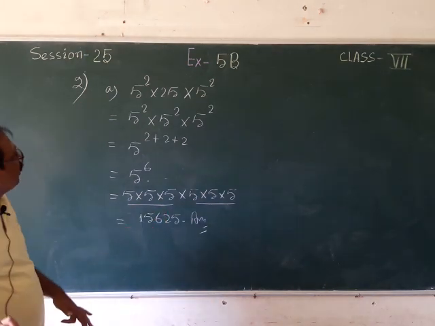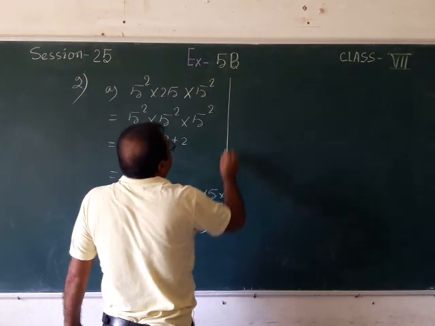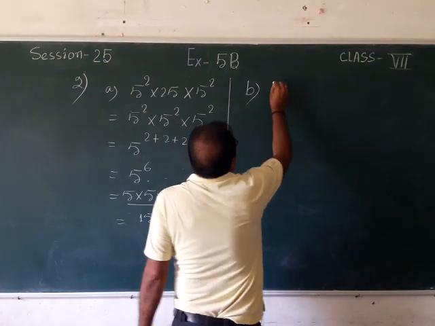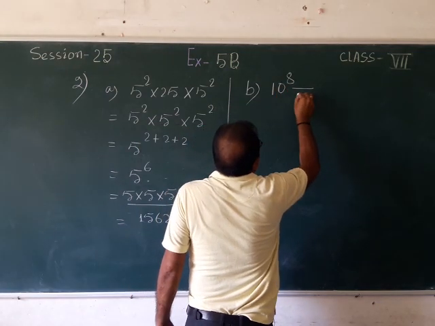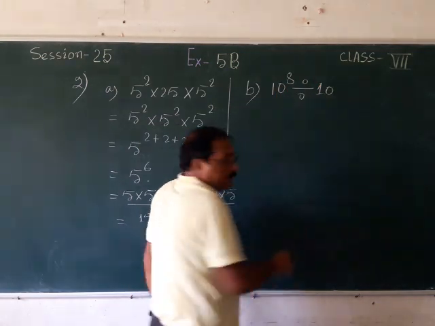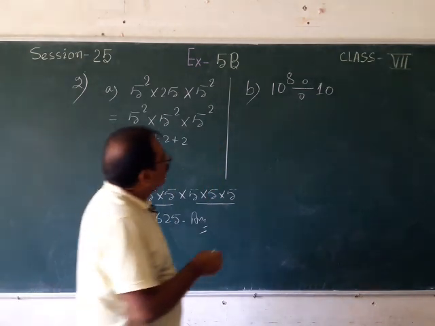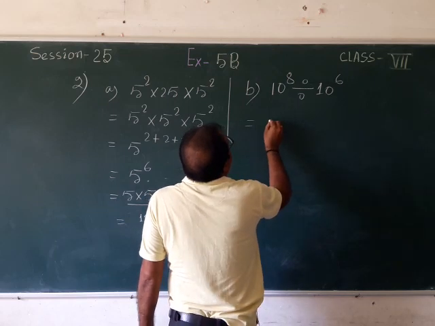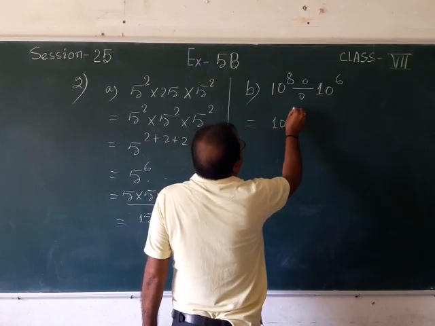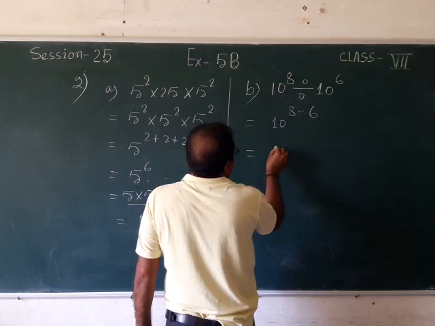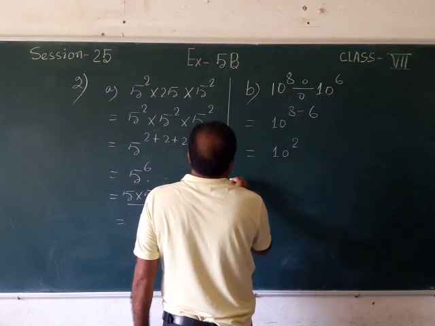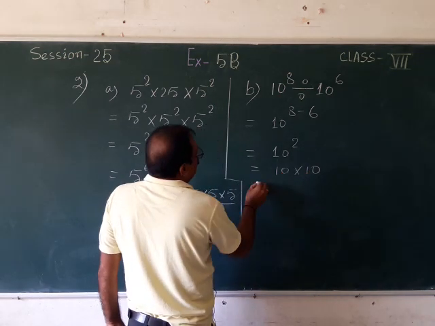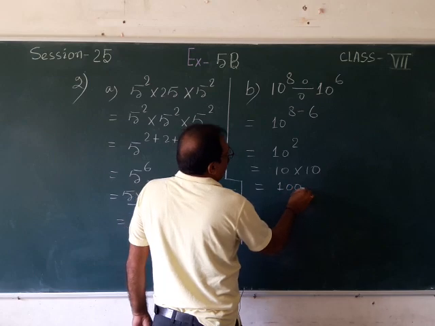I hope that you have done 5B. Now check how you have done it. So what is question number B? It is written 10 to the power 8 divided by 10 to the power 6. Now you can see the bases are same, and here it is the case of division. So in case of division, if the bases are same, the powers can be subtracted. So it will be 10 to the power 2, and further you can write 10 into 10, and that is equal to 100.